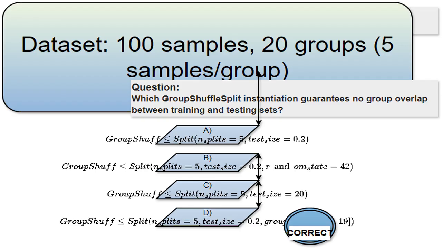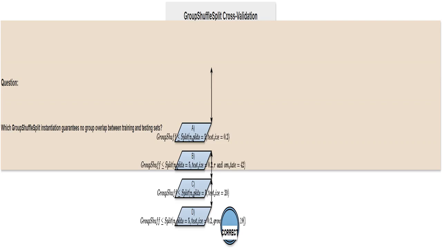This sets the context. We have a dataset with 100 data points, neatly organized into 20 groups. Each group has exactly 5 data points. This is vital information for understanding how the different GroupShuffleSplit options will perform. Think of it like 20 different classrooms, each having 5 students. The core question is to identify the specific GroupShuffleSplit configurations that perfectly handle this grouped data, ensuring no group members are separated across training and testing sets within the same fold. The key here is to understand how to correctly use the groups parameter.